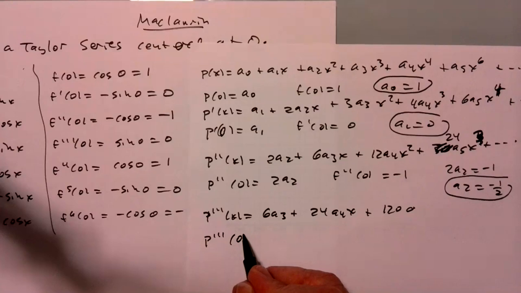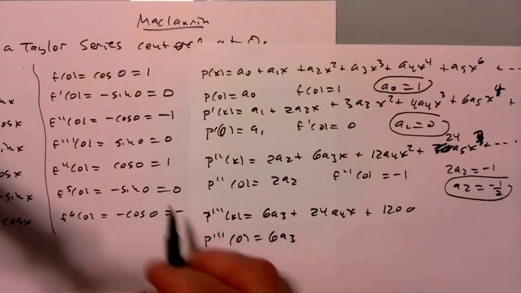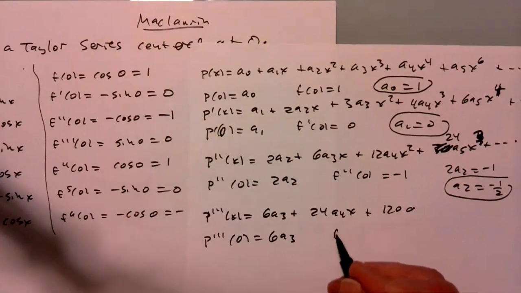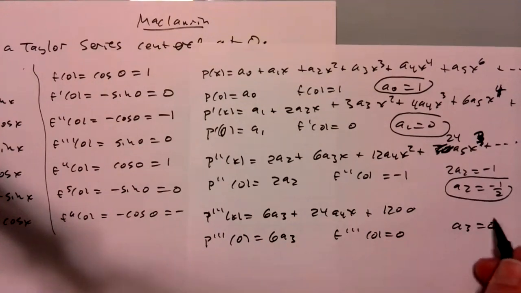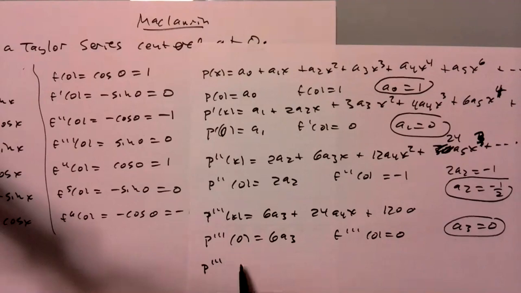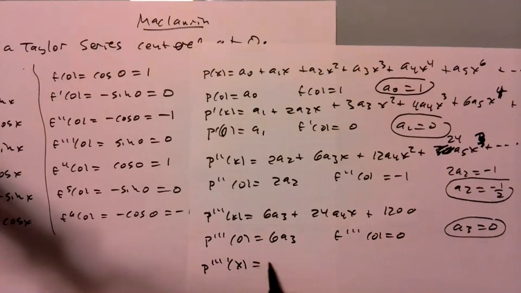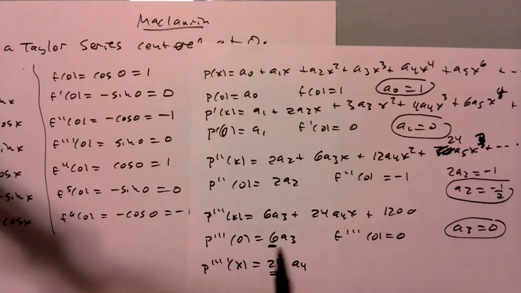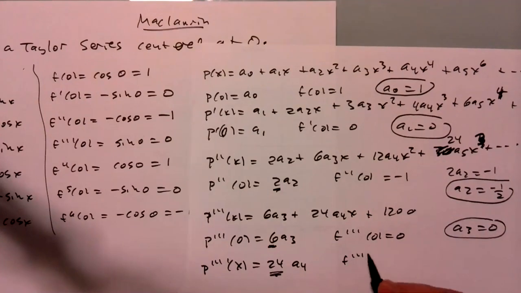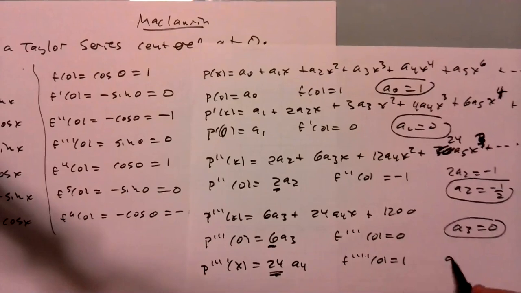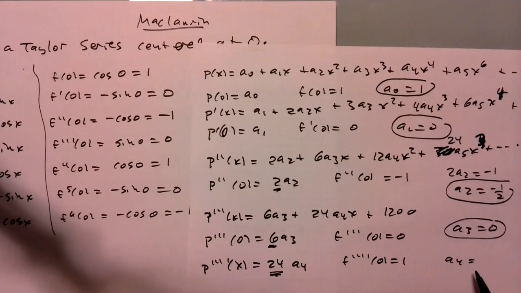P triple prime of 0 is 6a3. F triple prime of 0 is 0. So a3 is 0. P quadruple prime of x is 24a4. You're starting to see a pattern. This is 4 factorial. This is 3 factorial. This is 2 factorial. F quadruple prime of 0 is 1, so a4 is 1/24.